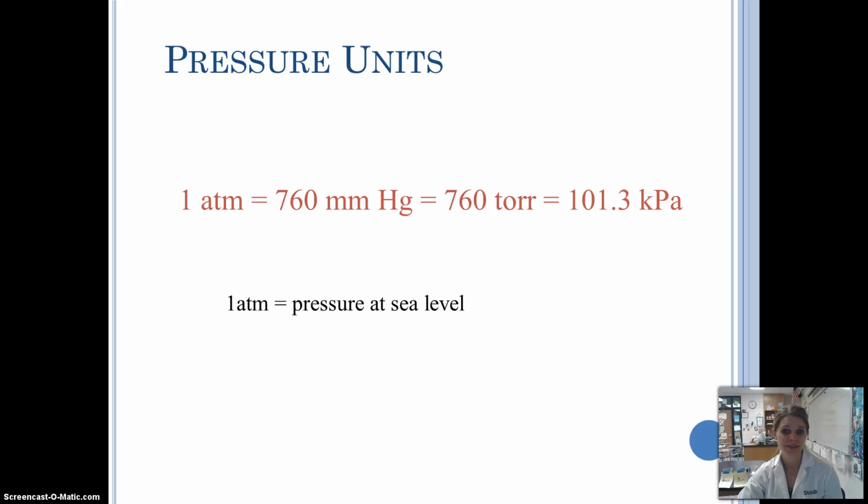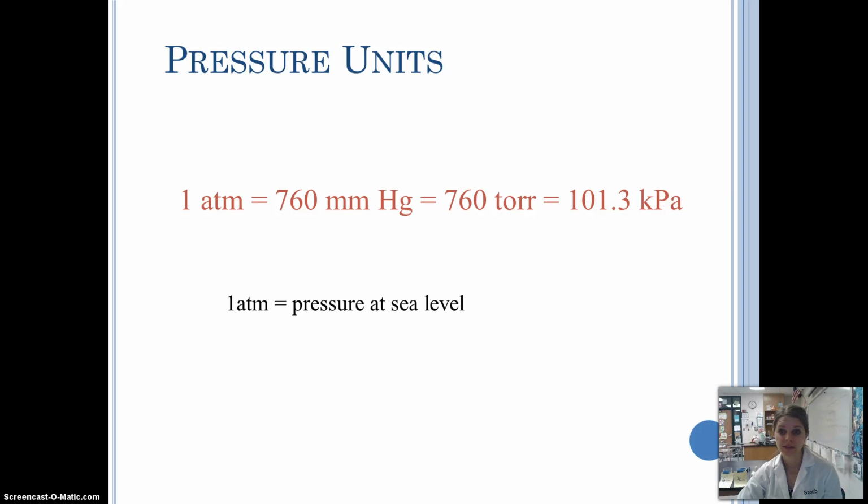Or torr, you might have heard that before, or kilopascals, or there's bars or millibars, or like I said at the beginning, you could use pounds per square inch. That's a pressure unit we tend to use in the United States. You don't have to memorize these numbers, you just have to know how to convert them.